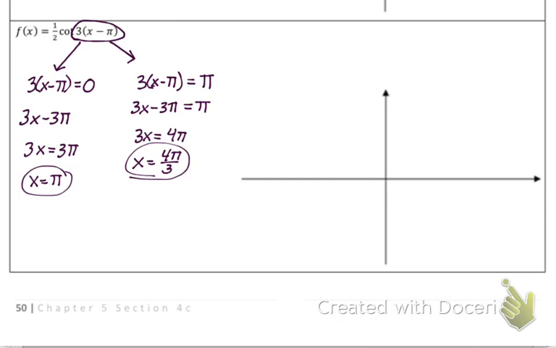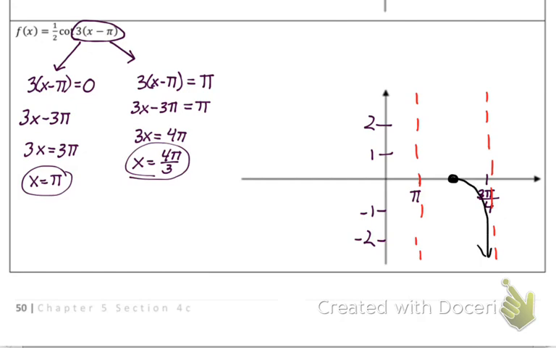So now I'm just going to pick a point over here and call it pi. 3 pi over 4 is bigger than pi. Really quickly, I'm just going to put 1, 2, just so I have these labeled. I'm going to put vertical asymptotes at those two places. I'm going to put a point smack dab in the middle. And cotangent goes down, so it's going to look something like this.